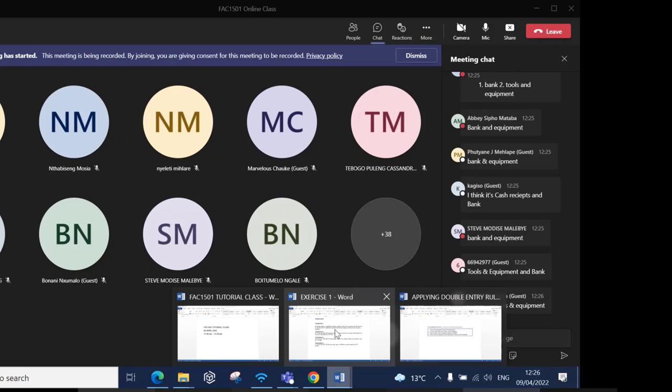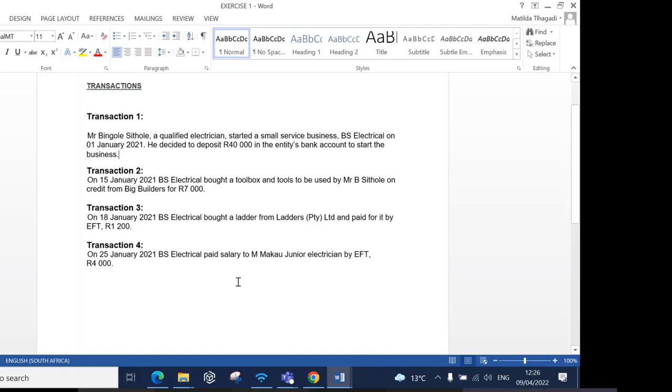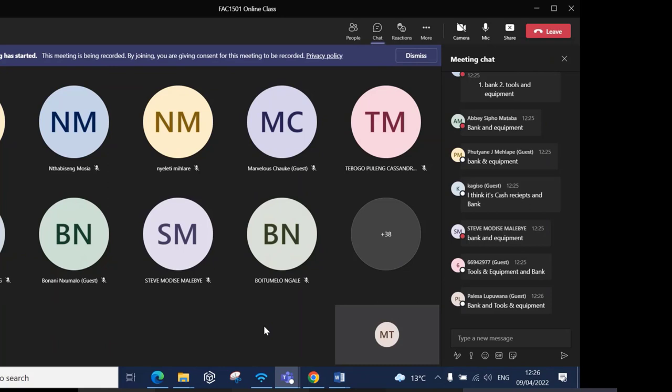We do agree, guys, that because this was bought by EFT, this is tools and equipment and bank. That is definitely correct. And then Kagiso, do you understand why it's not cash receipts? No, it's not cash receipts and bank, it's tools and equipment and bank, because this was paid by EFT. Tools and equipment was bought and paid by EFT.